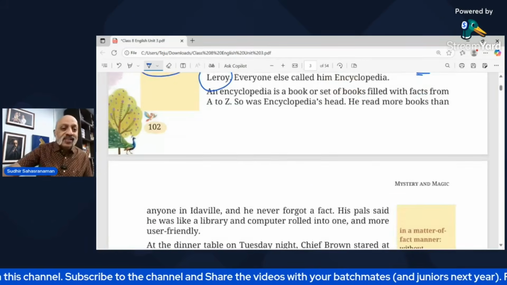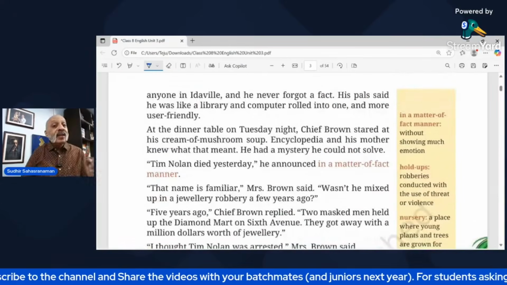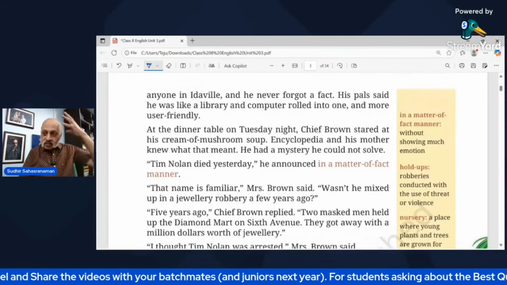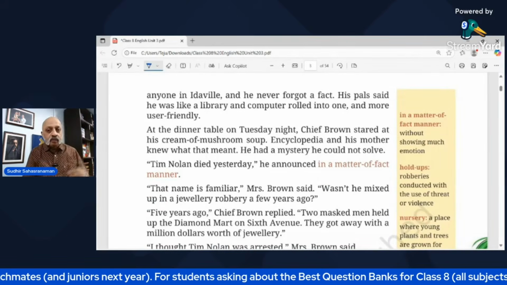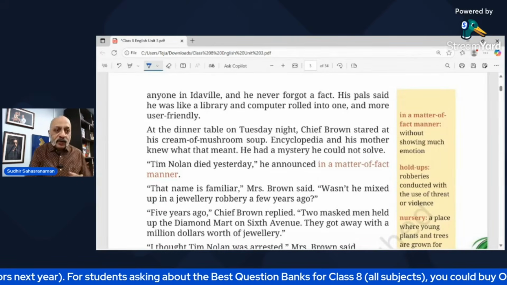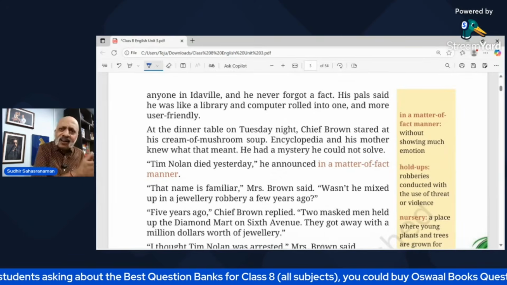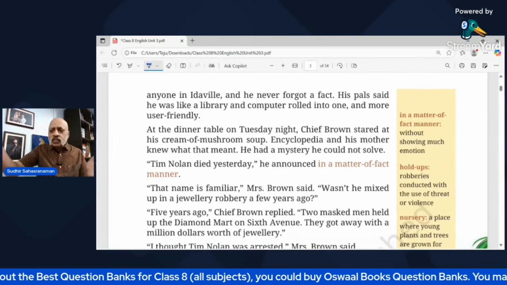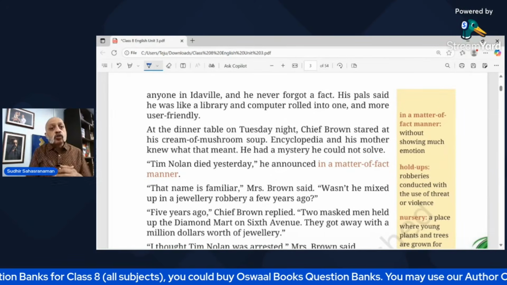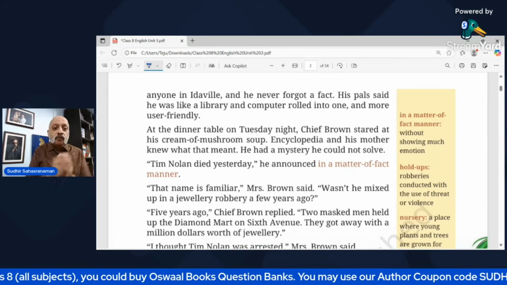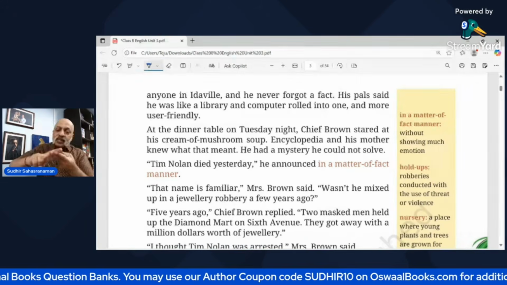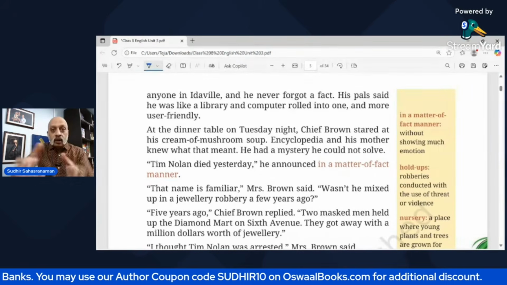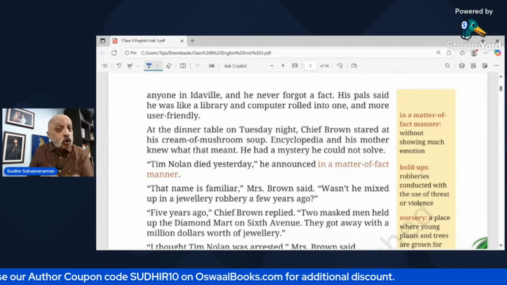He read more books than anyone in Idaville, and he never forgot a fact. So his head, his brain was stuffed with a lot of information. His pals, as in his friends, said he was like a library that is full of books. This person also seems to have that kind of information and computer rolled into one. So he is a library plus computer in one. It's a two in one and more user friendly.